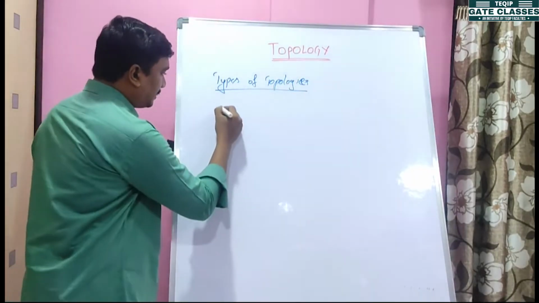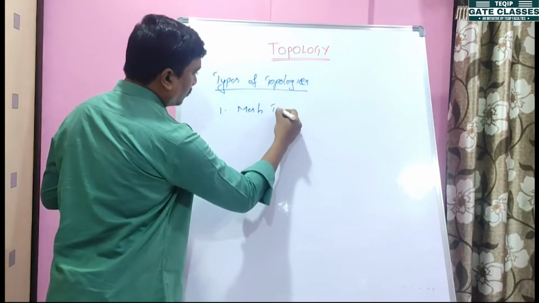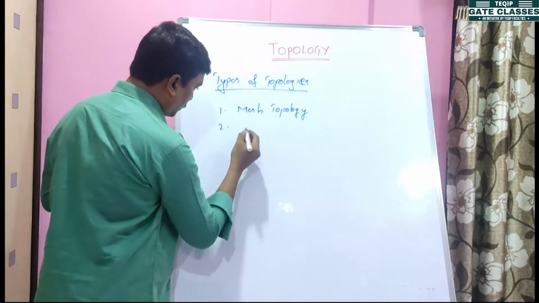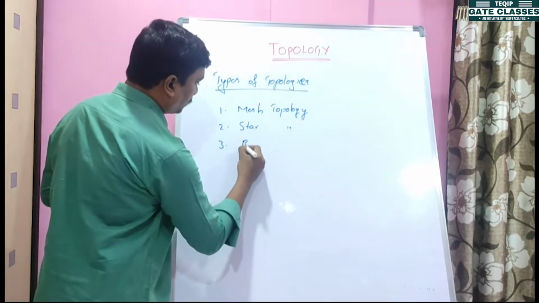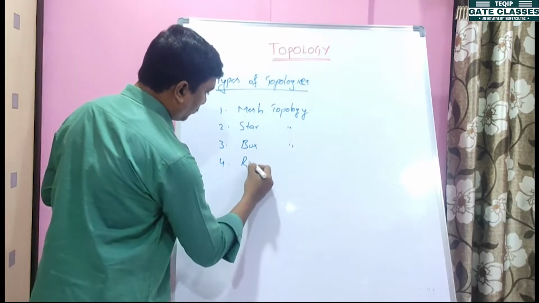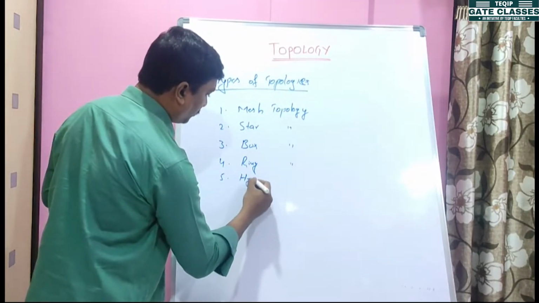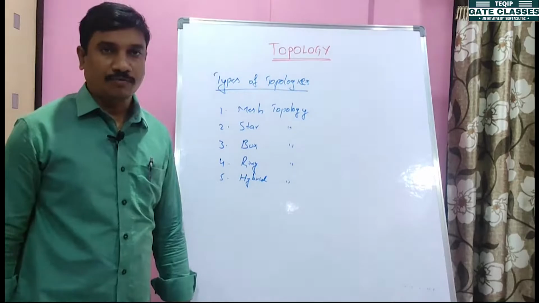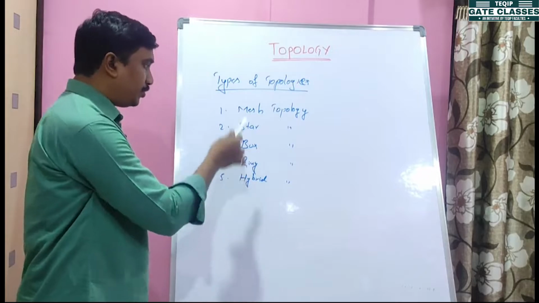The first one is mesh topology. The second one is star topology. The third one is bus topology. The fourth one is ring topology. And the last one is hybrid topology. These are the different types of topologies: mesh topology, star topology, bus topology, ring topology and hybrid topology.